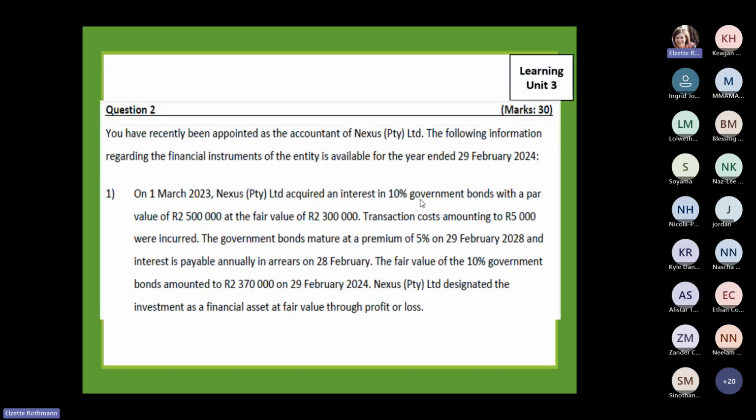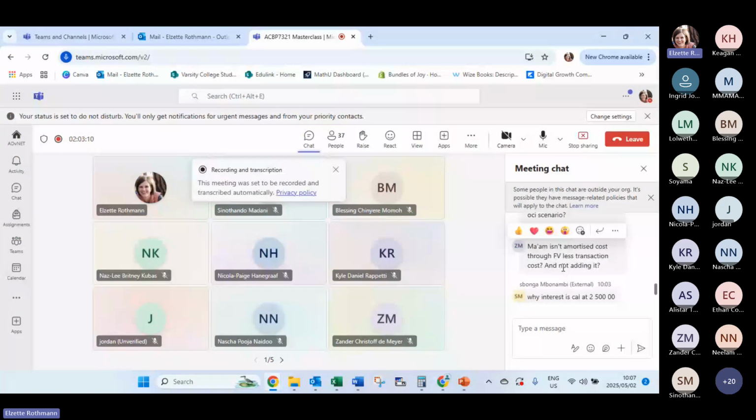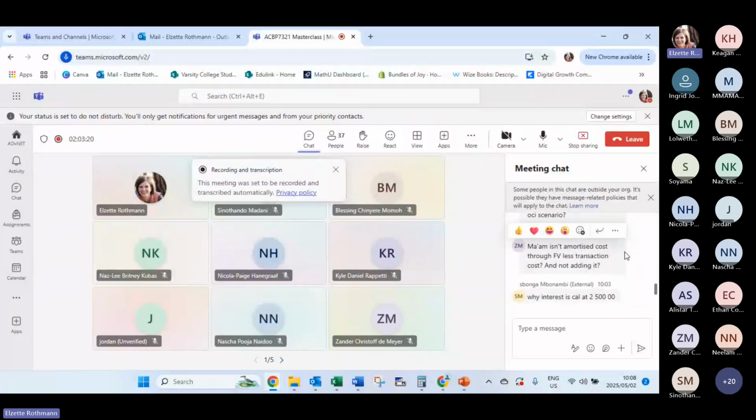Sorry, I'm just now thinking about your question on amortized cost. Should we not minus the transaction cost? No, it's still included in your cost. So Zander, on that, if it's amortized cost through fair value, less transaction cost, you are still adding that. So for both other comprehensive income and amortized cost, you are adding the transaction cost. It's only for profit and loss where it's separate. So you are still adding that.